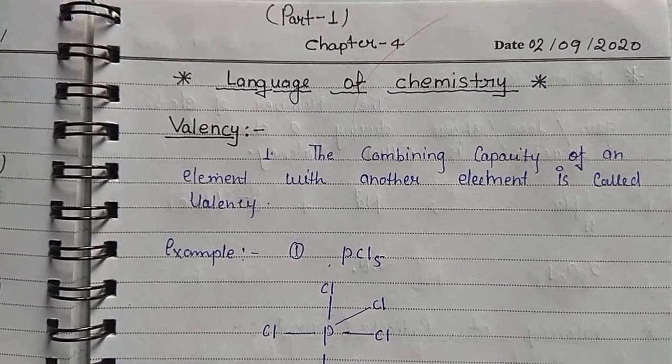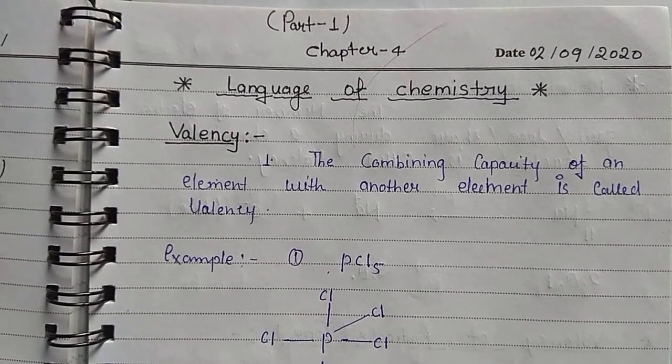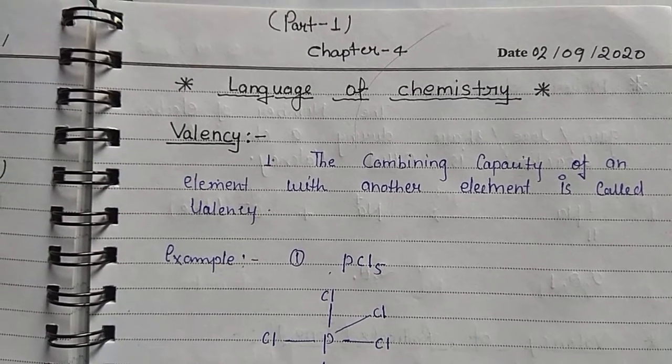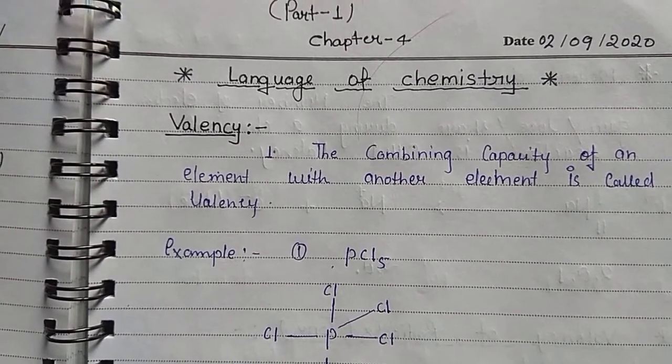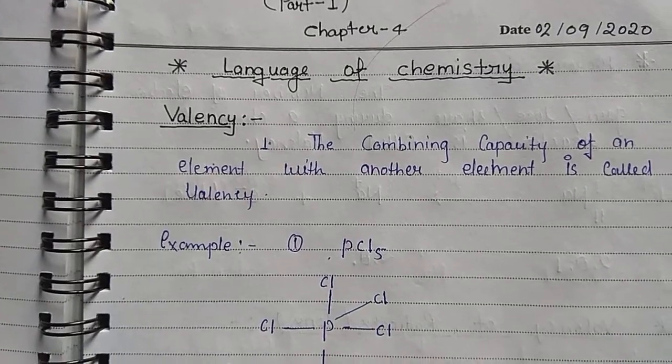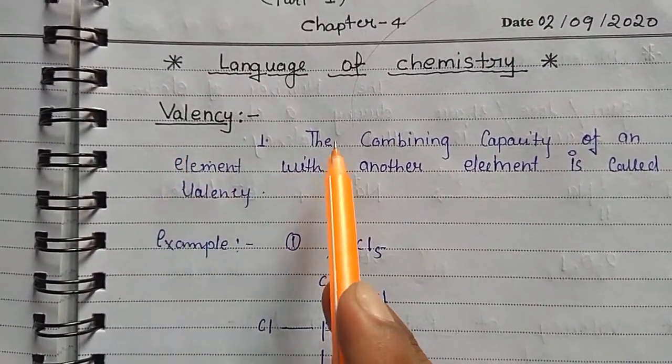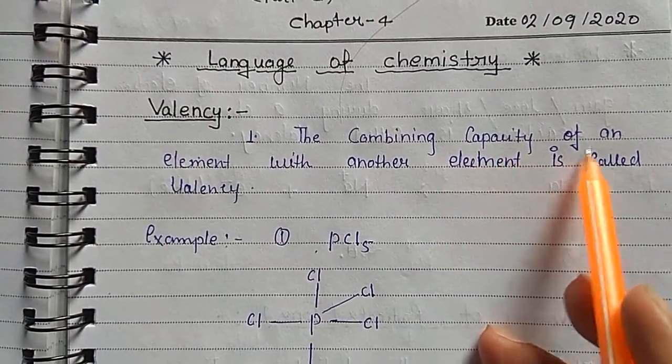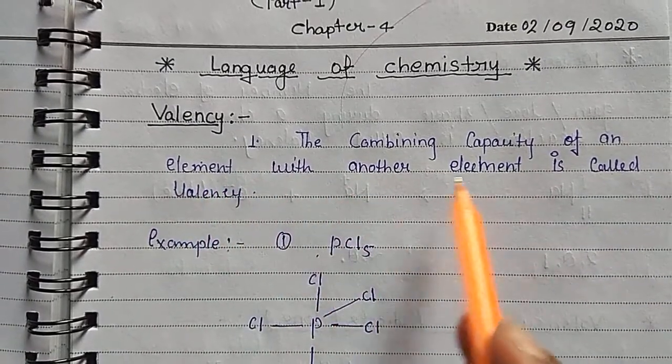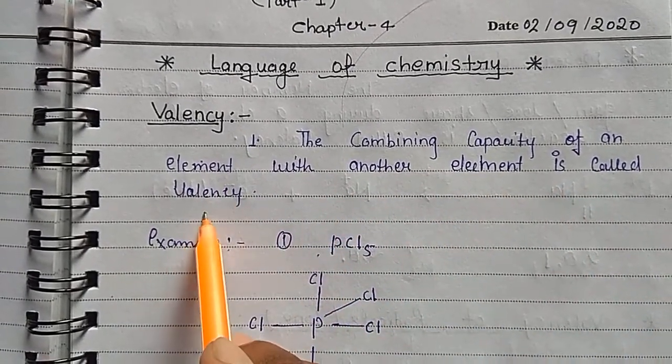Hello everyone, good morning. Today in part first of chapter 4, language of chemistry, we are going to discuss valency. What is valency? The combining capacity of an element with another element is called valency.